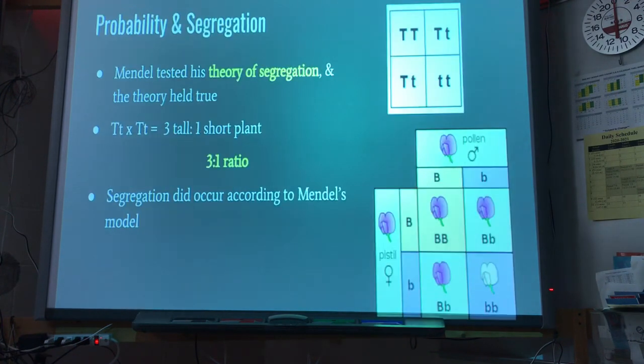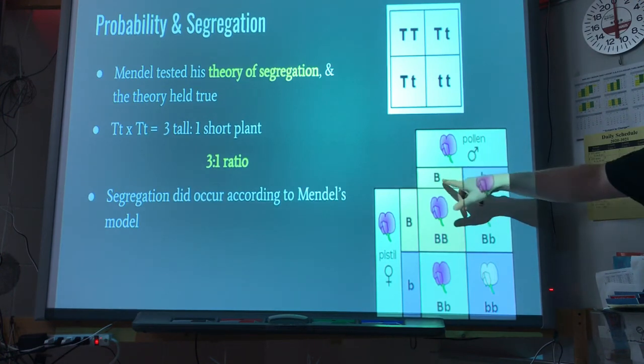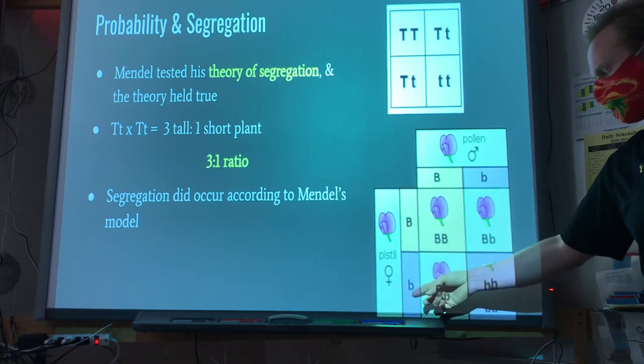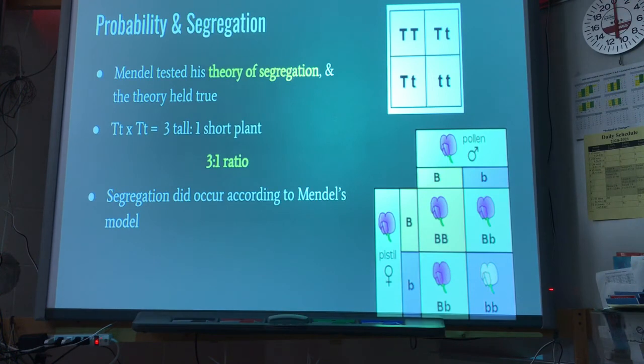Vocab terms we talked about: the idea of the theory of segregation is just that these things kind of pull apart and they separate during meiosis. Mom's either gonna, dad in this case, because that's the pollen, so dad is either gonna pass on the big B or the little b. Mom's gonna pass on the big B or the little b, and we don't know which one it is. It's the flip of the coin every time. Now, that's if it's heterozygous.